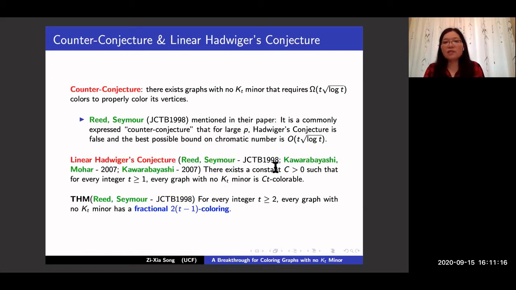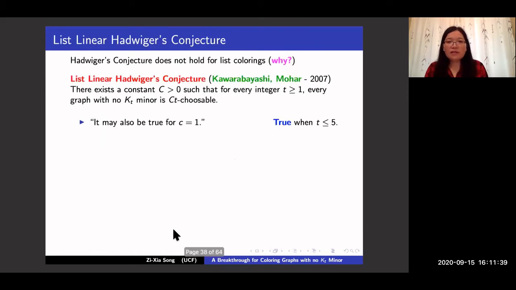Now this conjecture was later also mentioned by Kawarabayashi and Mohar, and Kawarabayashi in different papers. So I just list all the references here. And in the same paper, Reed and Seymour proved that this is true if you consider fractional coloring. So what we did last year, or before that, let me mention Hadwiger's conjecture, linear Hadwiger's conjecture, and the list coloring here.